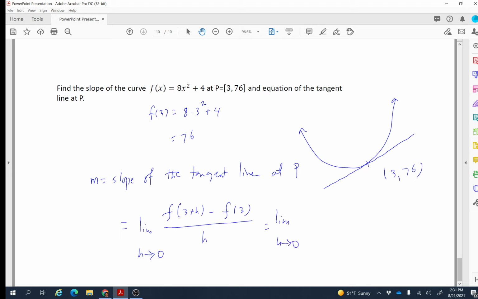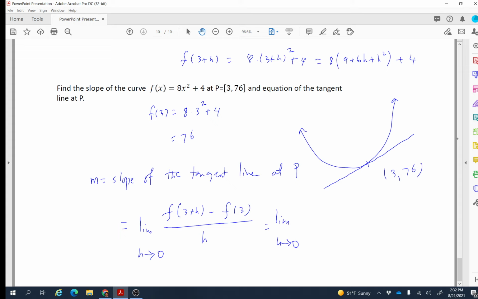So find the value of the function, replacing x by 3 plus h. So f(3 plus h) is equal to 8 times (3 plus h) squared plus 4, and just use the formula for (3 plus h) squared. Multiply 3 plus h times 3 plus h, that will give you 9 plus 6h plus h squared.